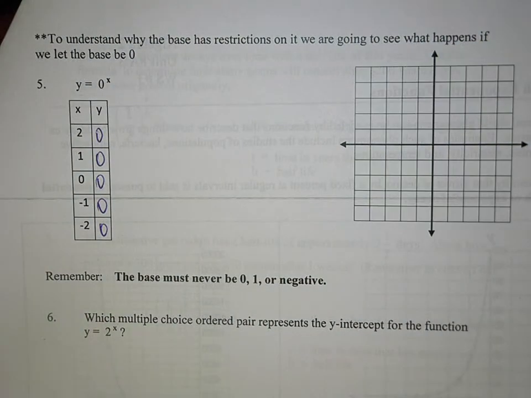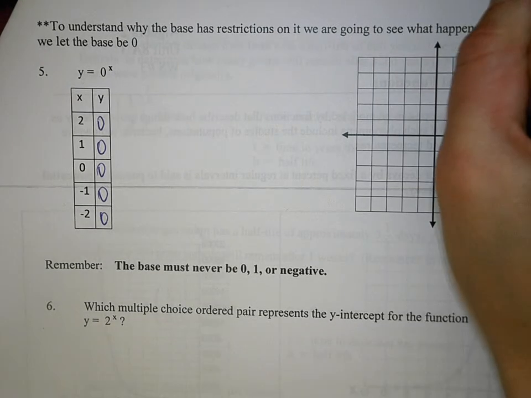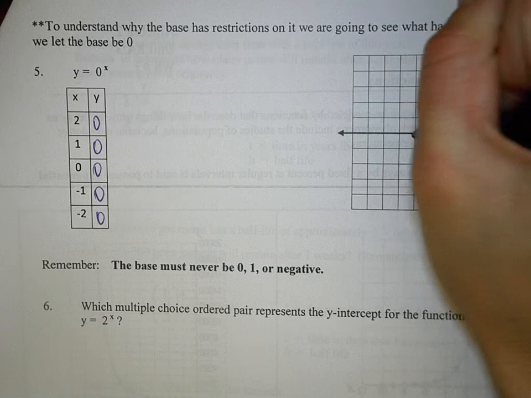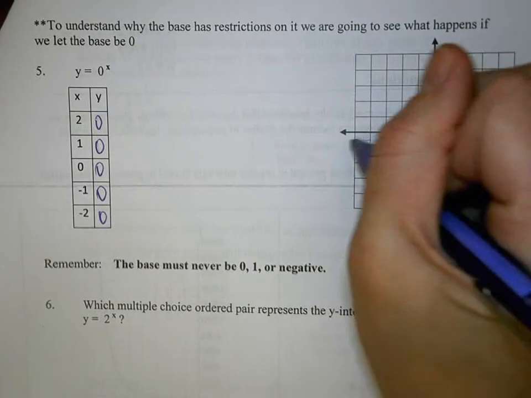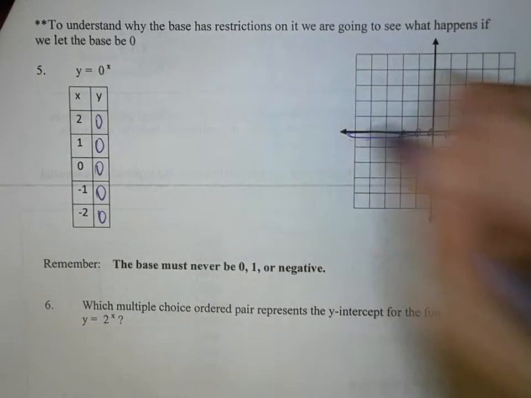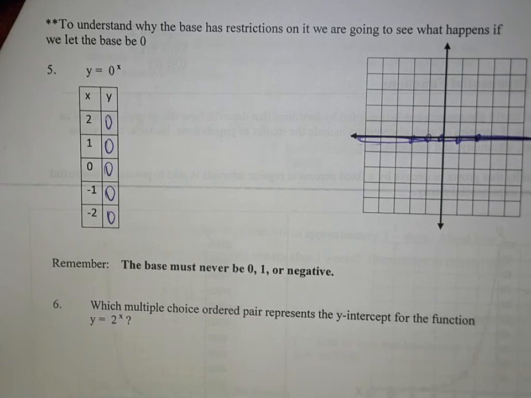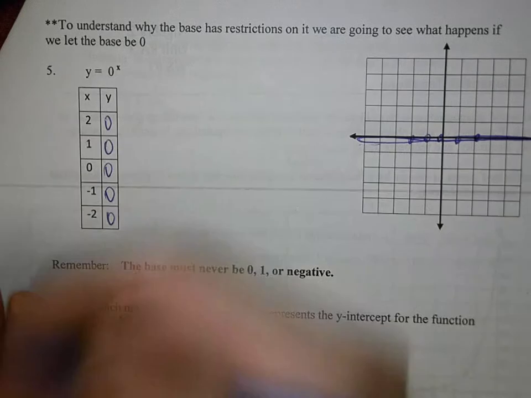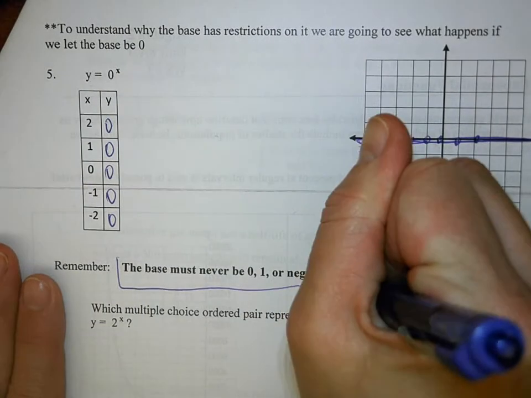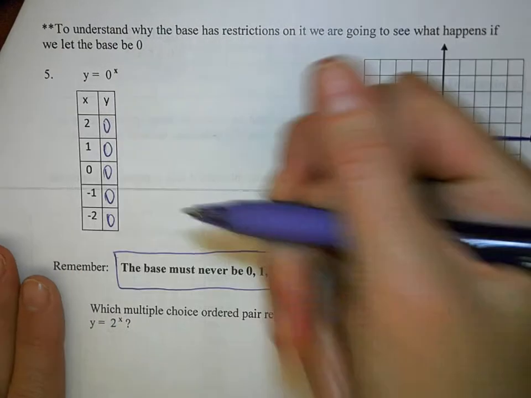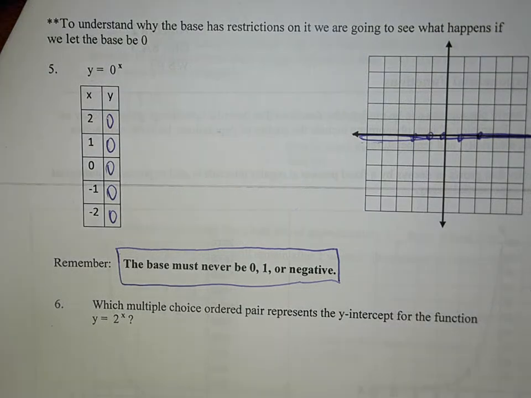If you were to make this line, 2, 0, 1, 0, 0, 0, negative 1, 0, negative 2, 0, this is just a flat line. That doesn't give us any information. That is why your base can never be 0. So the base must never be 0, 1, or negative. And again, you'll have a chance to do this in your homework, but you'll see why that will not work.